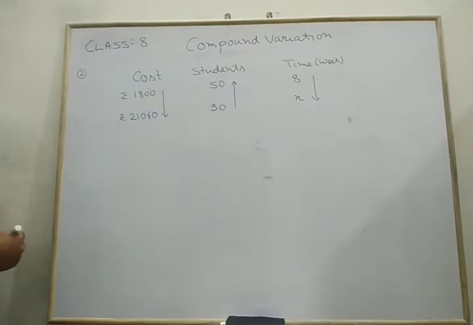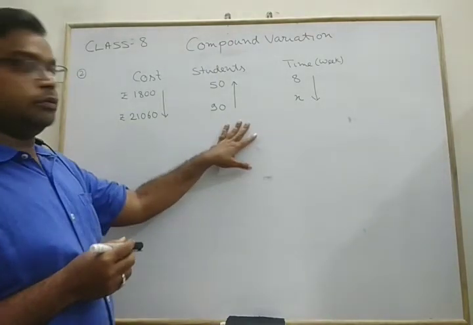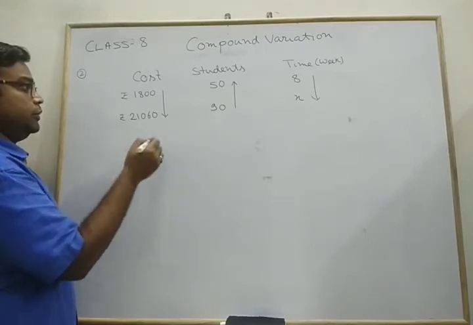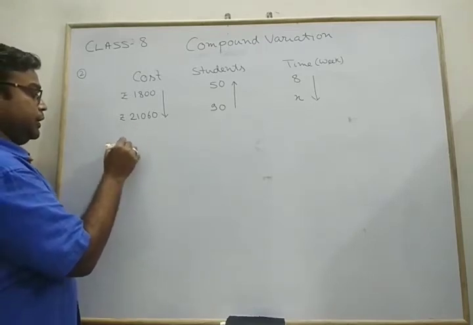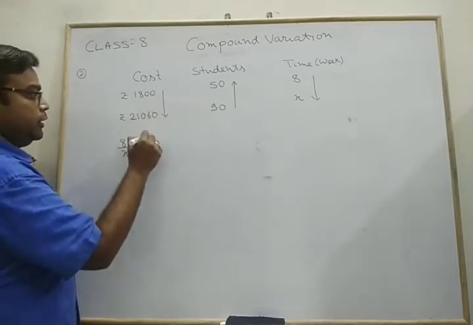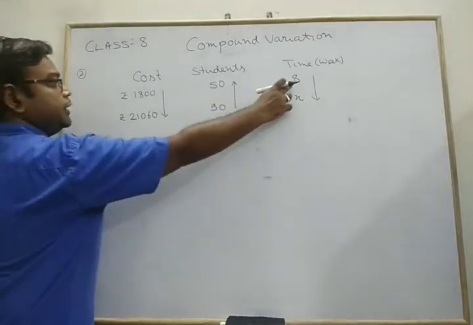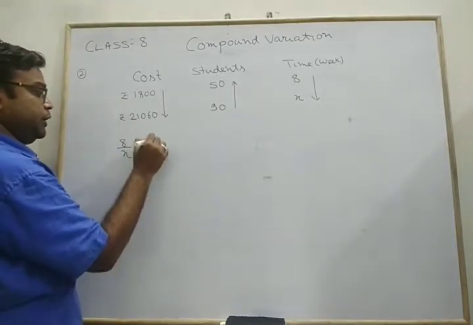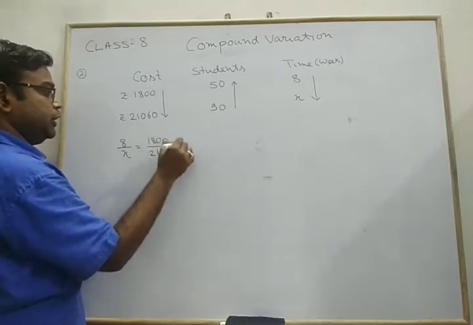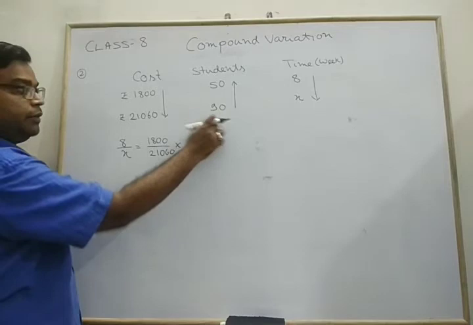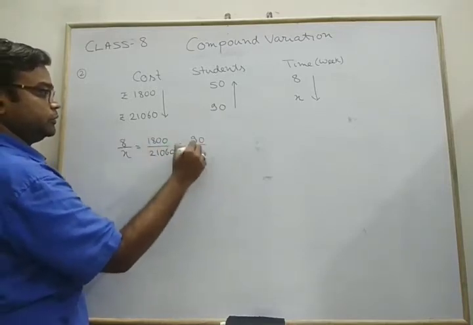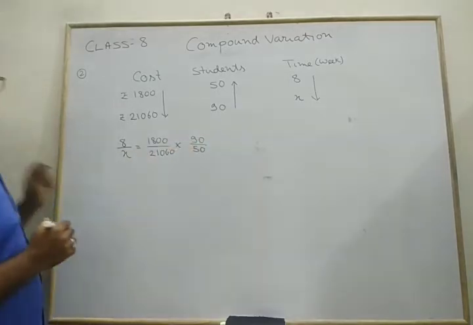Okay. Now we are going to try to solve this one. So we can write here 8 upon x. What I told you is that first we write the unknown part, then the known part. Then 8 upon x, 8 is the numerator, and 1800 is the numerator: 1800 upon 21,060 into. Now in this case we have inverse variation, so 90 comes in the numerator part. Now try to solve.